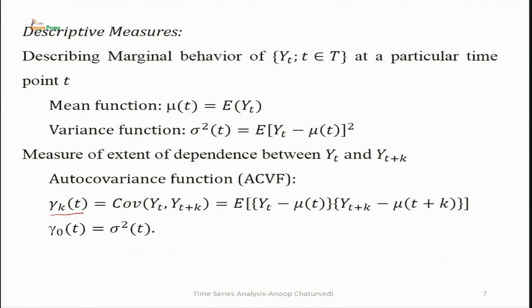Obviously, if you take k equal to 0, then what do you get? For k equal to 0, you get the expectation of (y_t minus mu_t) squared, which is the variance of y_t or sigma squared_t. So, if you take k equal to 0, gamma_0(t) is equal to sigma squared_t.